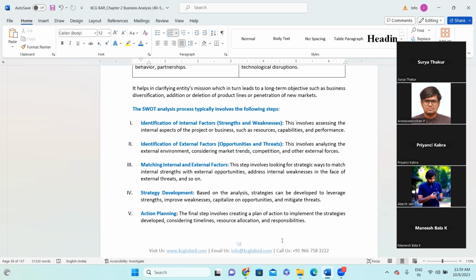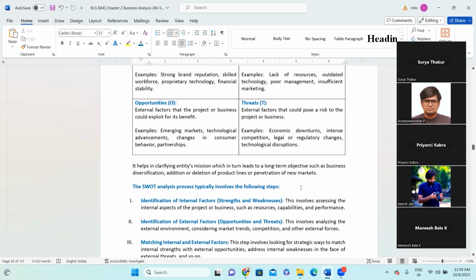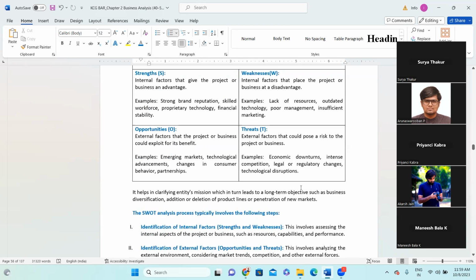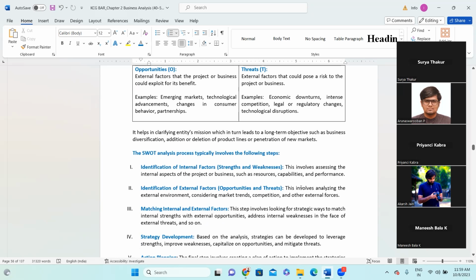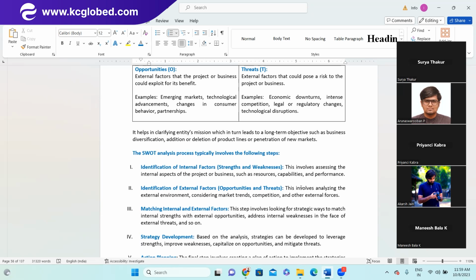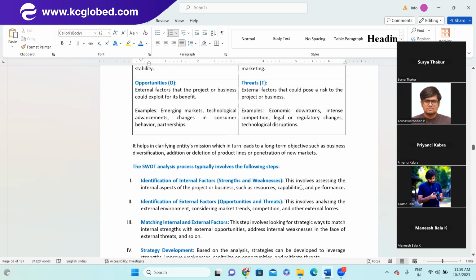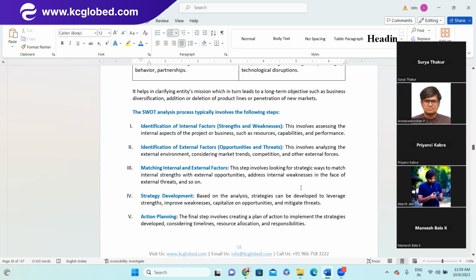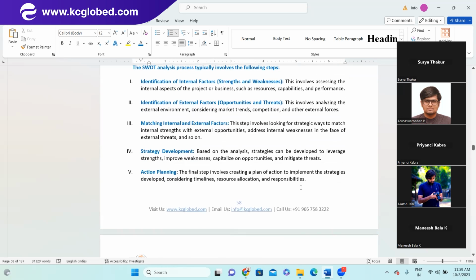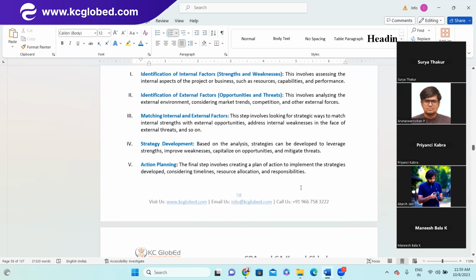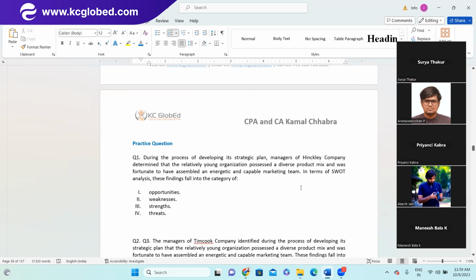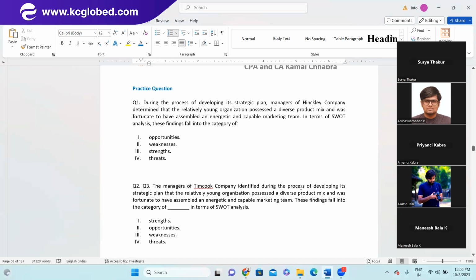Right? Any doubt on the SWOT analysis? No, sir. Right? So why do we need to do SWOT analysis? To identify your strengths, weaknesses, identifying the opportunities, threats, matching the internal strengths with the external opportunities, and strategizing the internal weaknesses with the threats, and making a complete business plan and then the action plan to achieve those respective business goals, right? Okay, let's do some practice questions.